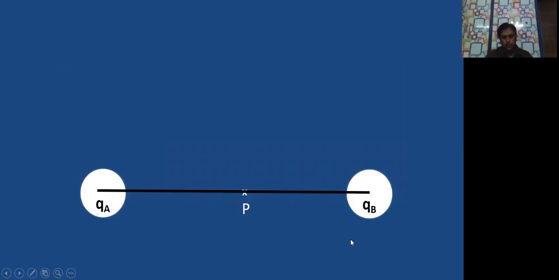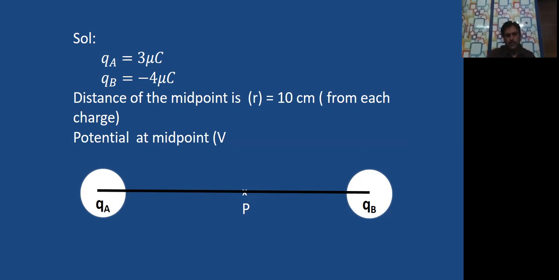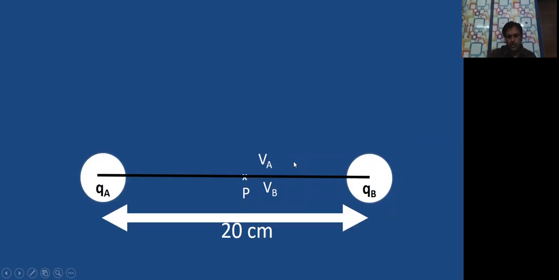Let's see the solution. First see the graphic. Two charges QA, QB separated by some distance, and at the midpoint P, I want to calculate potential. QA is 3 mu C, QB is minus 4 mu C. The distance of the midpoint is R equal to 10 centimeters from each charge, because it is the midpoint and the total is 20. Potential at the midpoint is how much? This is the question.